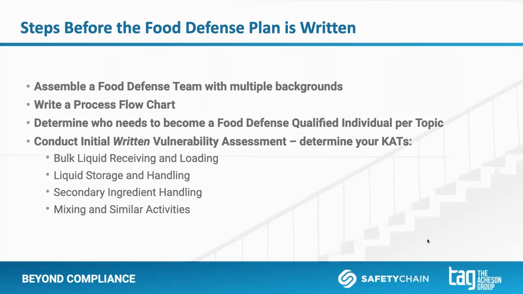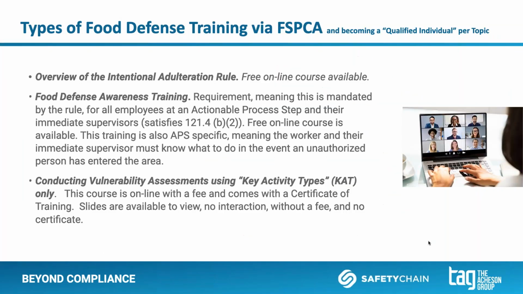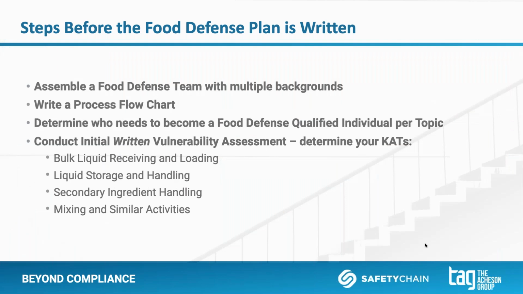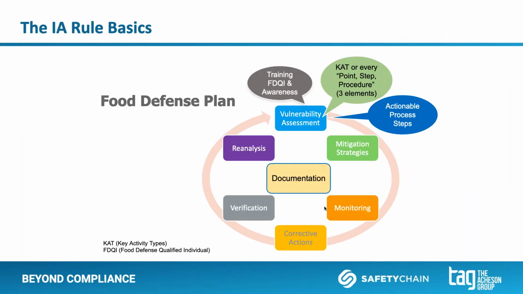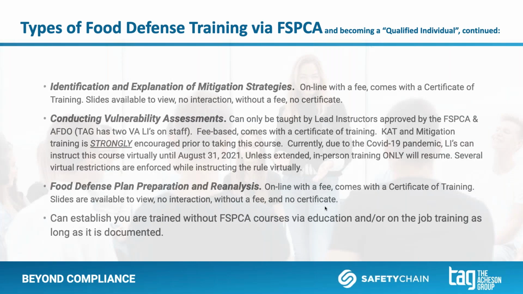The next type of training is the mitigation strategy training. The mitigation strategy training is also another course that is on the FSPCA website. You can take it without paying a fee, and you don't get a certificate. If you pay the fee, you do get a certificate, and it tells you what to do, or gives you some ideas of what to put in place if you find an actionable process step.